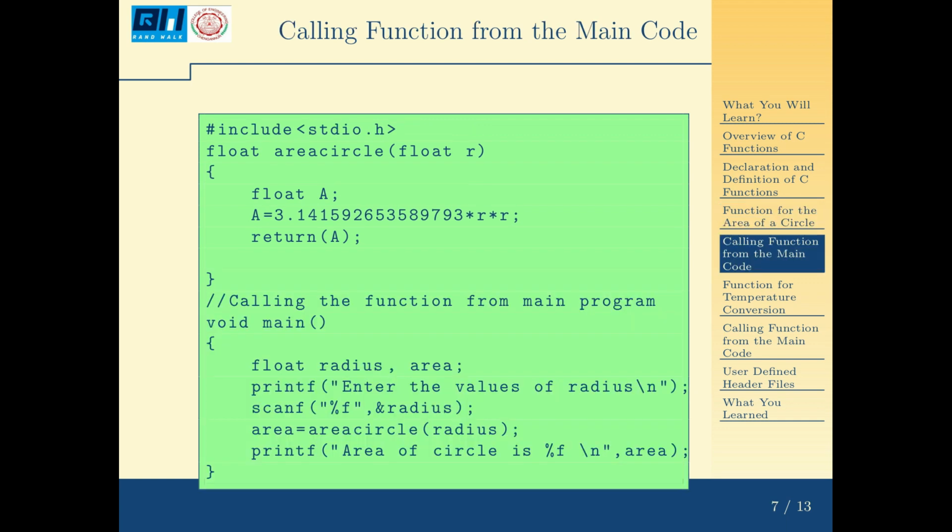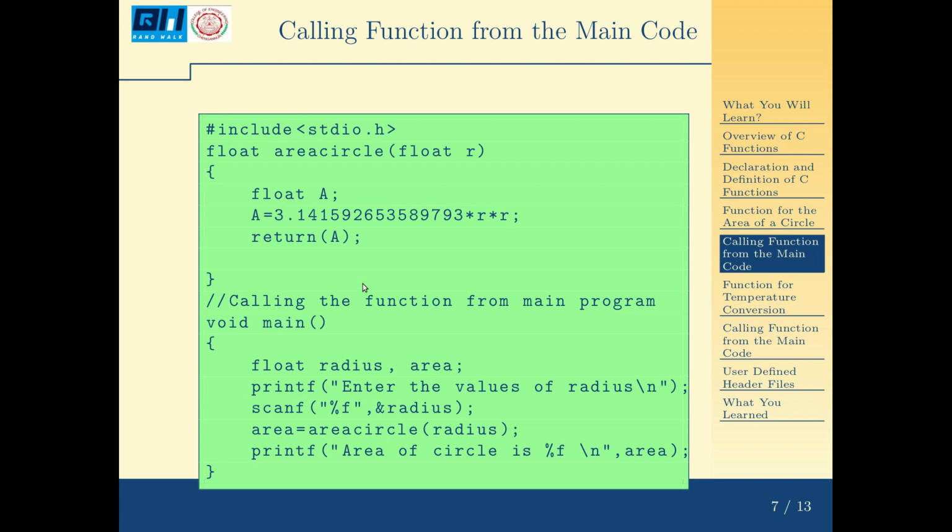Now, how do I call this area circle from the main code? So what I can do is write a main code like this. I start this with hash include stdio.h. Why do I do that? Because I have to do basic input output operations, as you have seen in the previous video. Then I have to write this function here, that float area circle float r and this statement. This is a function for the area of the circle. Now I have to write a main code and call this function from here.